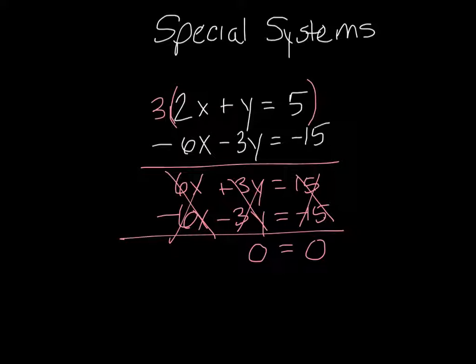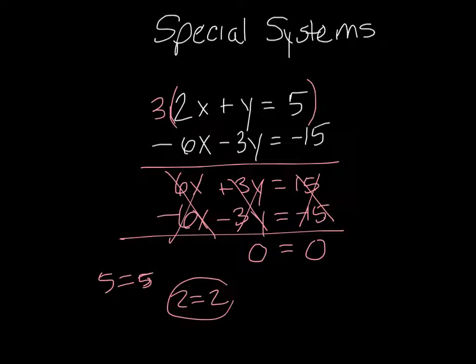And so whether you're doing substitution or elimination, you're going to find that you get 0 equals 0, or maybe you'll get 5 equals 5, or 2 equals 2. It doesn't really matter what the number is, as long as it's an actual true statement. And since all of these numbers are equal to themselves, this is true.